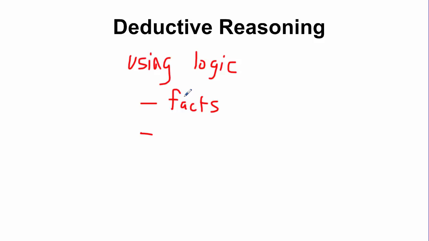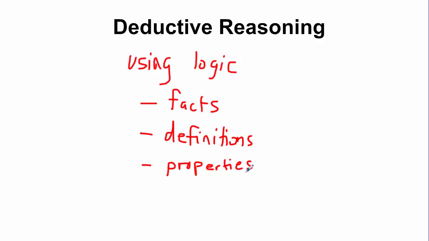But in geometry, we have a little bit more than just the facts. We use definitions as well. So the definitions help us out. And then we also use properties. So deductive reasoning is when you're using logic, and that logic helps us come up with conclusions, and we're using that based on facts, definitions, and properties.